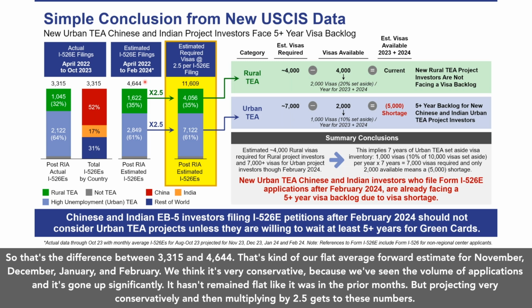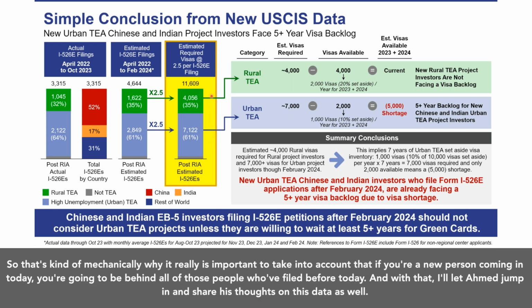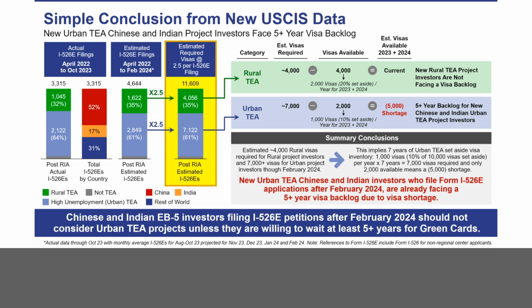We think it's very conservative because we've seen the volume of applications go up significantly. It hasn't remained flat like it was in the prior months, but projecting very conservatively and then multiplying by 2.5 gets to these numbers. So that's mechanically why it really is important to take into account that if you're a new person coming in today, you're going to be behind all of those people who've filed before today. And with that, I'll let Ahmed jump in and share his thoughts on this data as well.